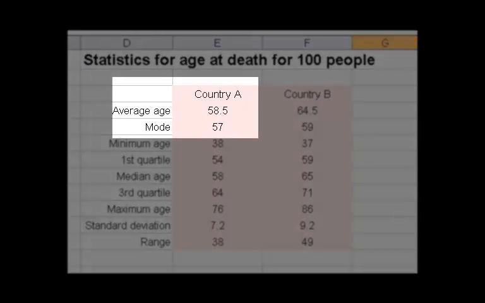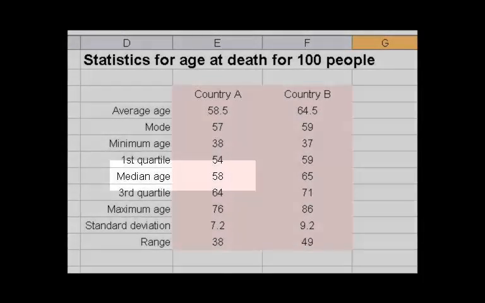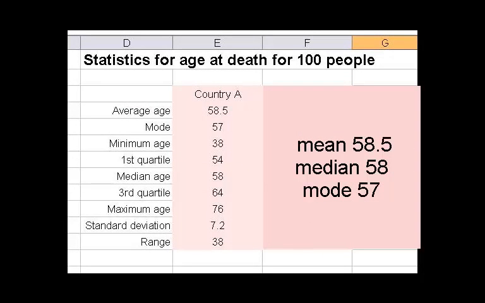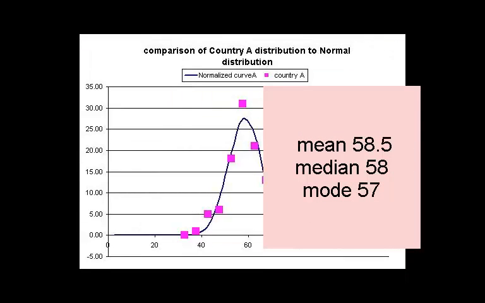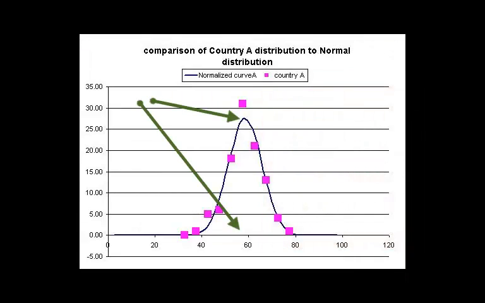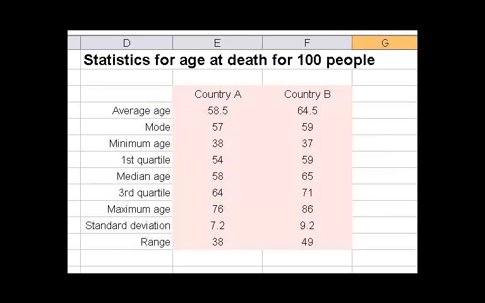Its average age was 58.5, its mode was 57, and its median was 58. The mean, median, and mode for country A are almost the same and occur at the peak. Just a word of warning now.